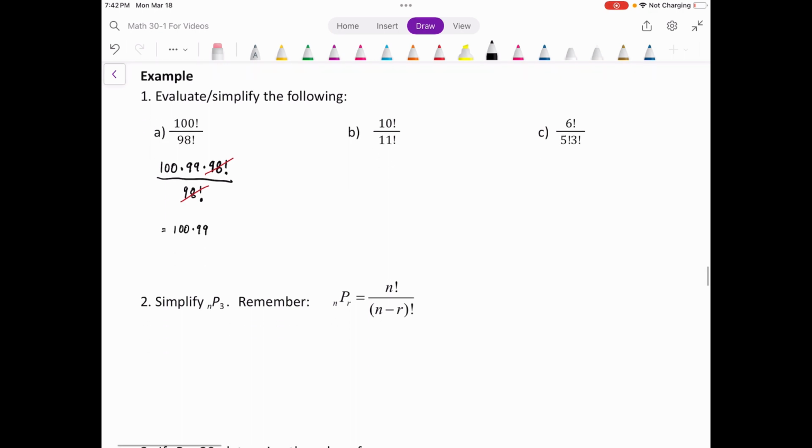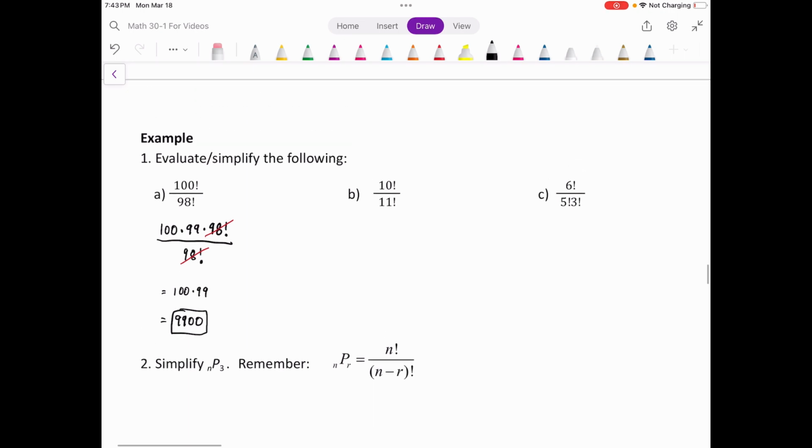Which is 9,900, right? And there we go. We partially expanded the 100 factorial until we got to the 98 part of it, because after that, it's just 98 factorial, right? And then we can cancel it out with the 98 factorial that's in the denominator. Let's try a similar one here.